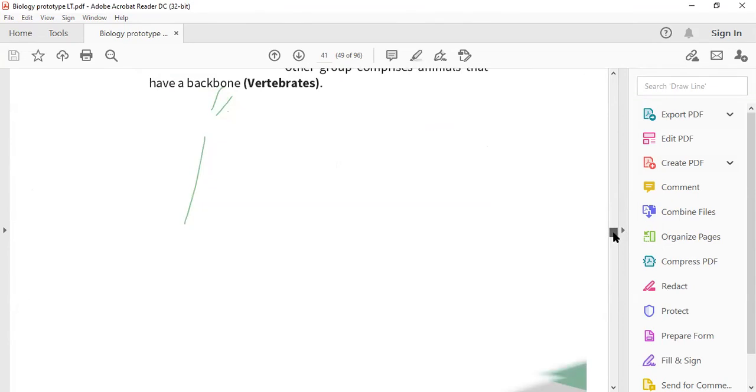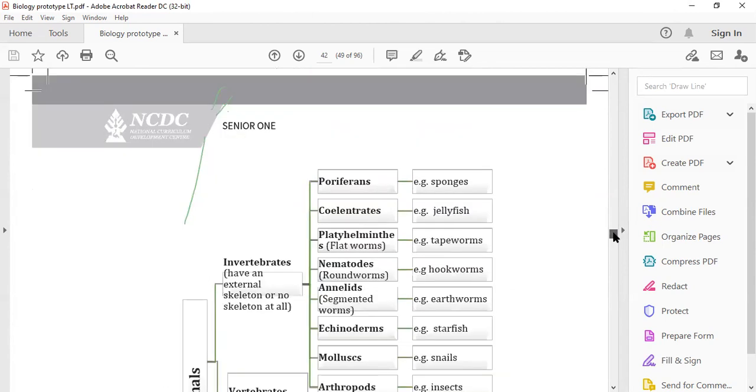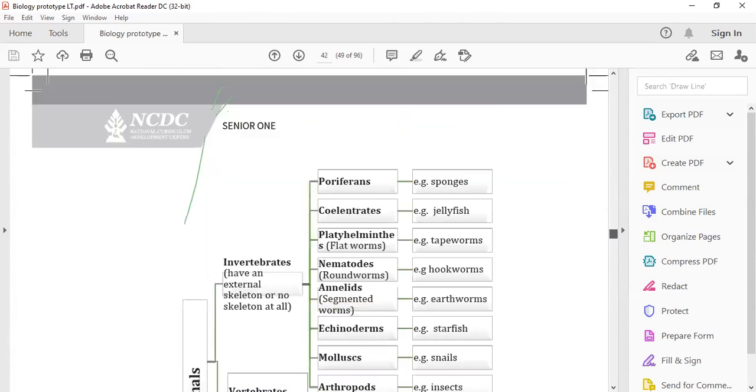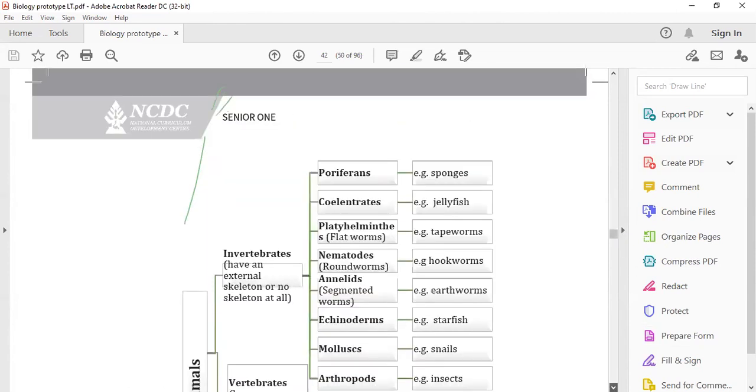And that is what this literature is all about. Now, when we go to the next part, let me try to bring that part together.